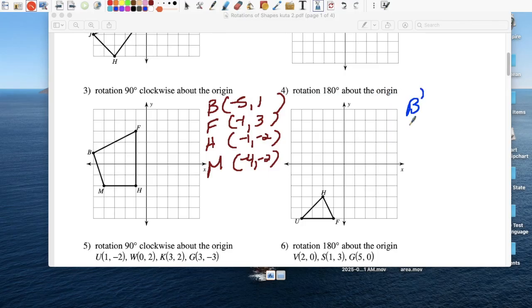So B prime and S prime. B prime, if you take -5 and 1, switch them, it becomes 1, -5, right? So it becomes 1 and 5. I'm going to take the signs out. So B lands over here. S.